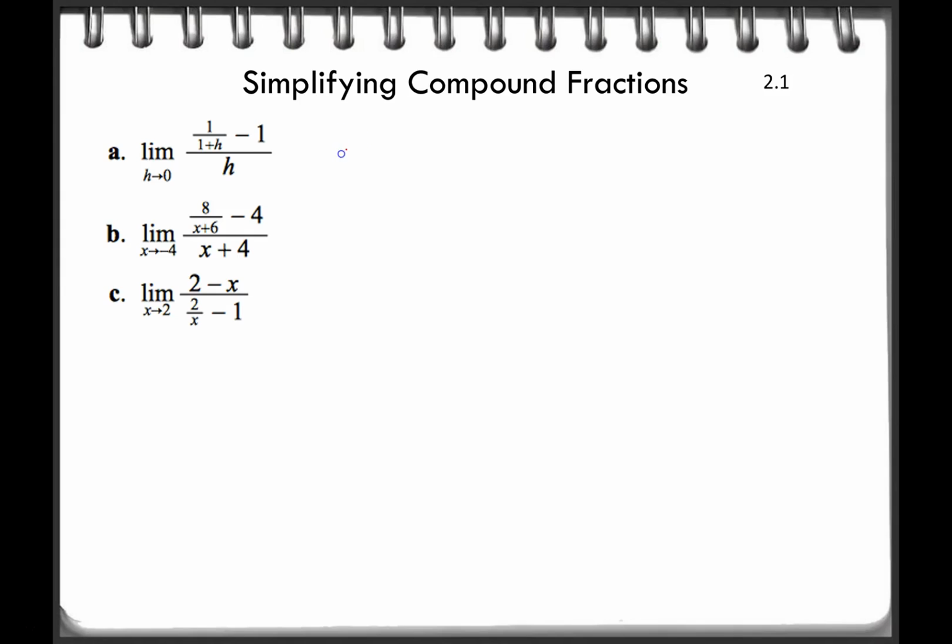So A is the limit as h approaches 0 of 1 over 1 plus h minus 1, all over h. Now our general strategy on these problems is going to be to combine these two things to be one fraction. So for example, here we are going to want to make this just one fraction. Here we're going to make this one fraction. So let's go ahead and tackle that for the first problem here.